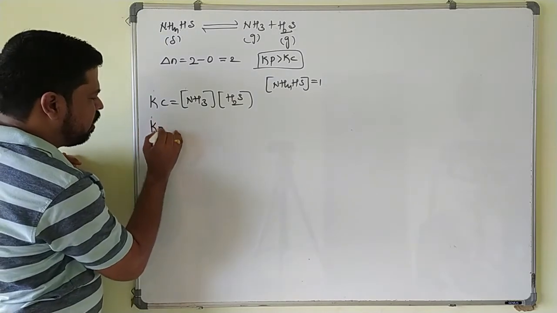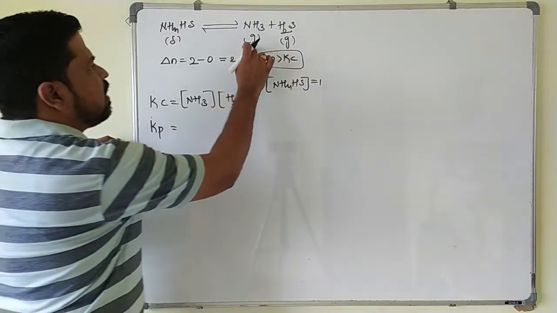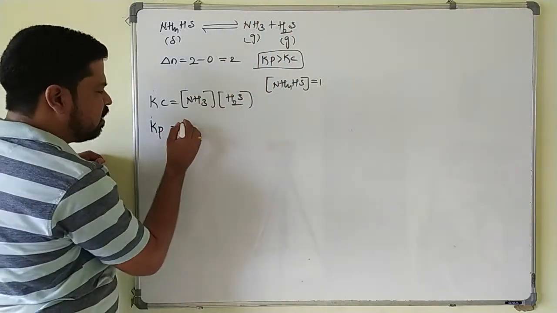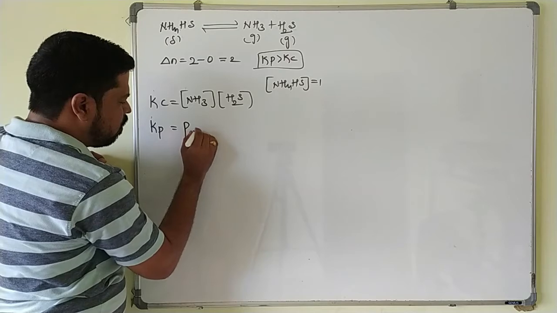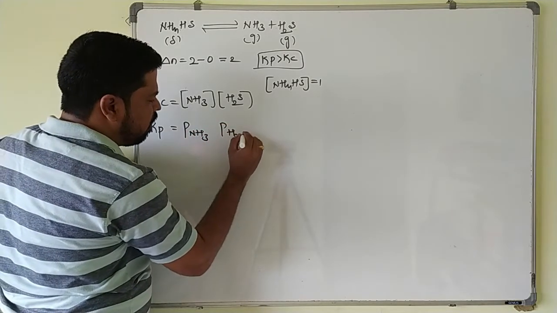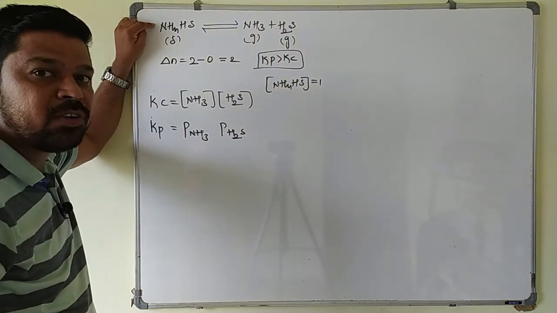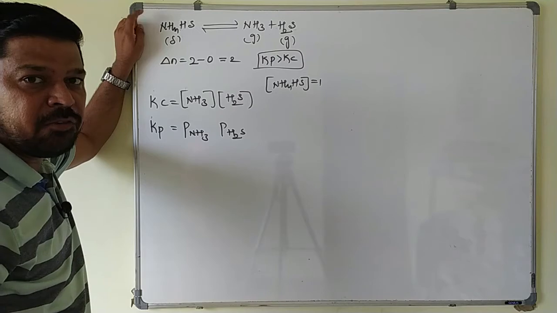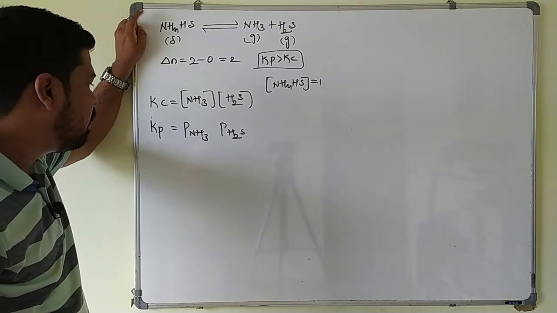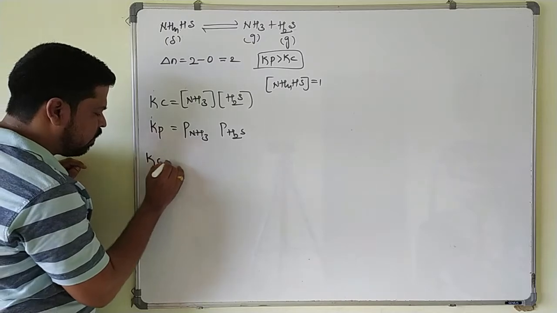Kp is the partial pressure of product divided by the partial pressure of reactant. The partial pressure of product, since they are in the gaseous form, you can write as the partial pressure of ammonia into the partial pressure of H2S, divided by the partial pressure of ammonium hydrogen sulfide. Since it is in the solid form, you cannot include this one in the Kp expression here. Now what is the unit of Kp and Kc? Kc will be equal to what?